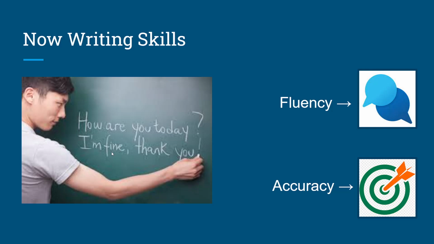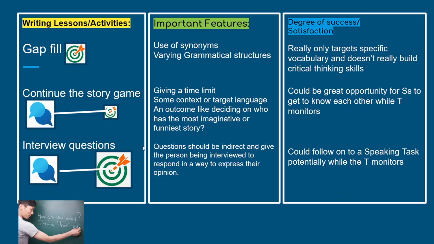Now, talk about writing skills. Same rules apply with fluency and accuracy icons. Gap fill. For a writing lesson, this would maybe possibly be a reading activity as well, where you'd have the gaps, the words around the room somewhere, or in pictures. You can use synonyms and varying grammatical structures, and it really targets specific vocabulary. That's why it focuses on accuracy over here.